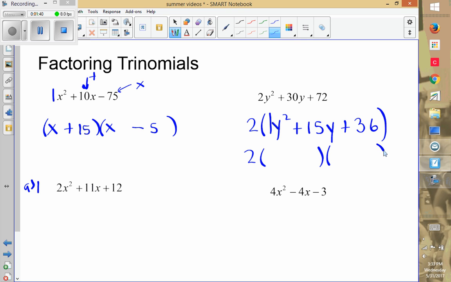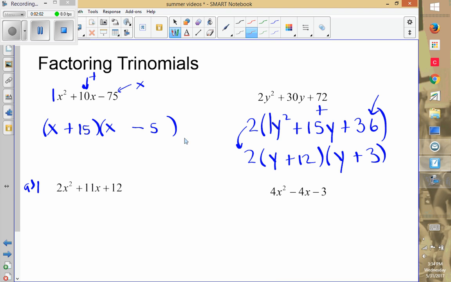and it takes us back into the easier type of trinomial factoring, where we're simply looking for what numbers multiply to 36 and then add to 15. And those numbers are 12 and 3. You have to keep this 2 out front. It's not like we did anything to it. It's factored out as a GCF, so it needs to remain out front.